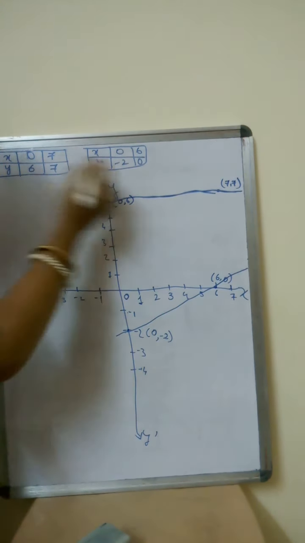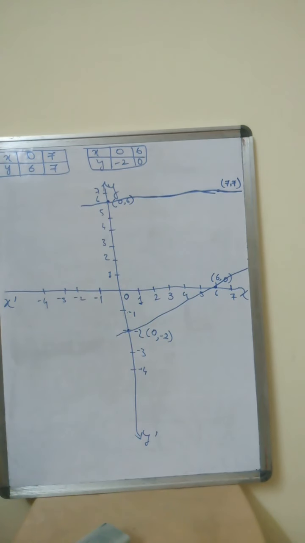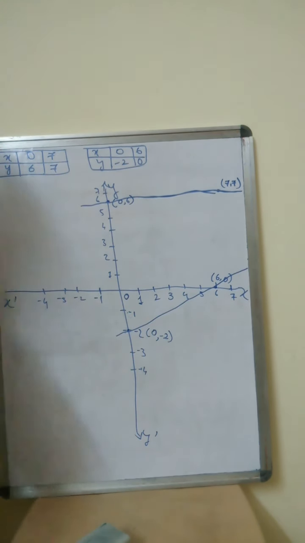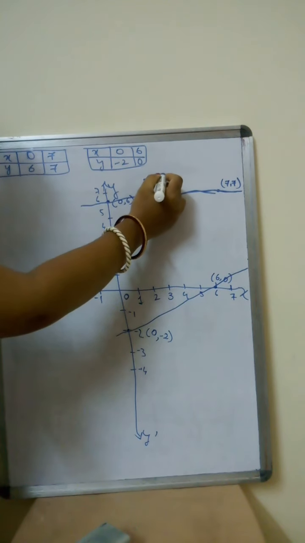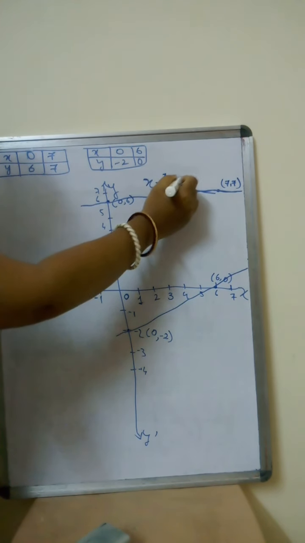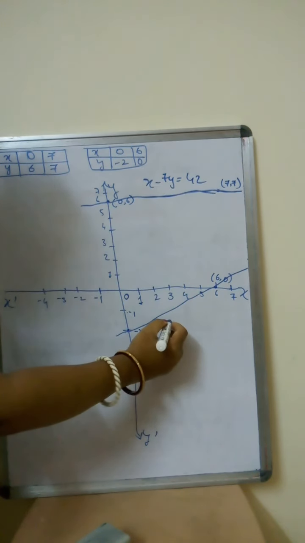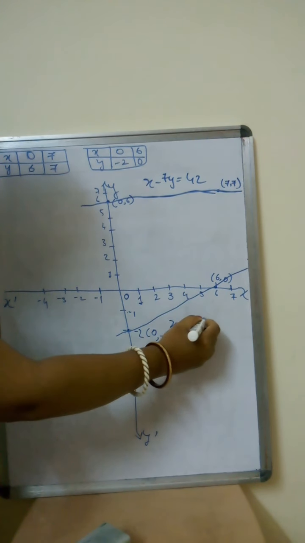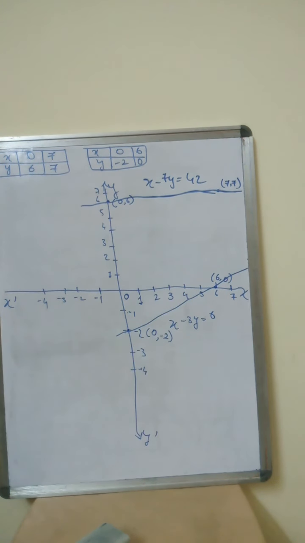Now you can write down the equations. What were your equations? The equation was 7x minus 7y equals 42, and here it was x minus 3y equals 6. Right? So this is graphically represented. Okay. So this is your question number 1. Next we come to question number 2.